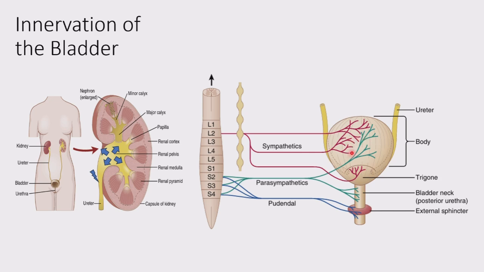Another important innervation is to the external bladder sphincter, which is innervated by the pudendal nerves. This is responsible for the voluntary control of micturition. Lastly, the bladder receives its sympathetic innervation from the hypogastric nerves, which is responsible for the sensation of fullness and pain.